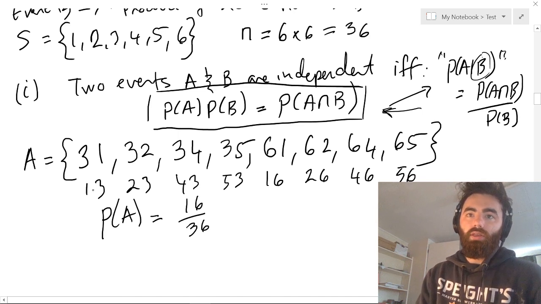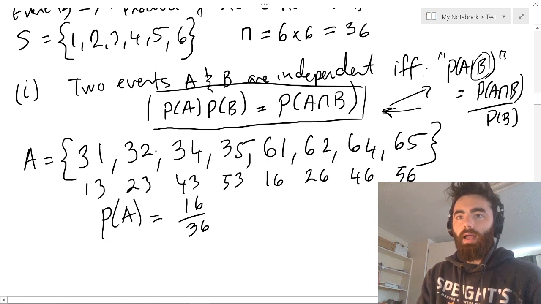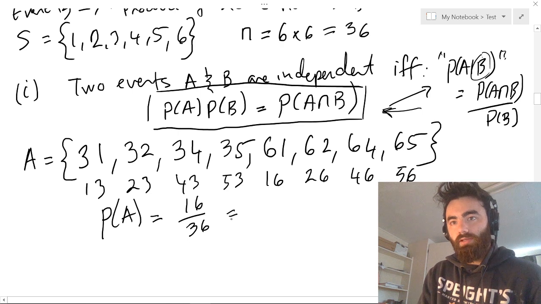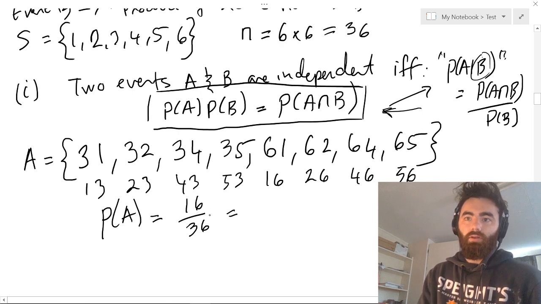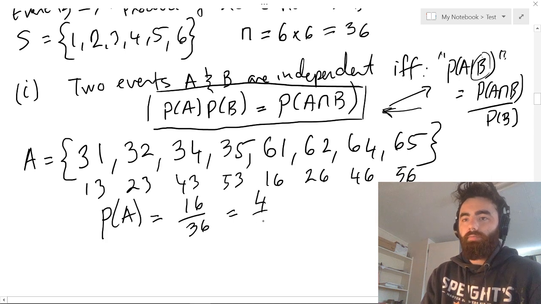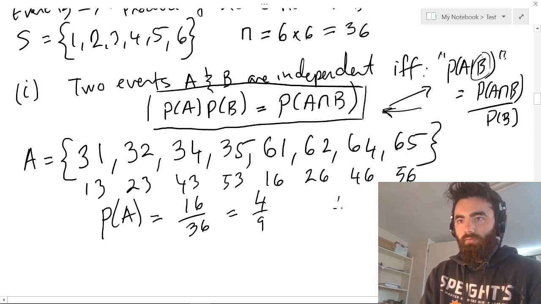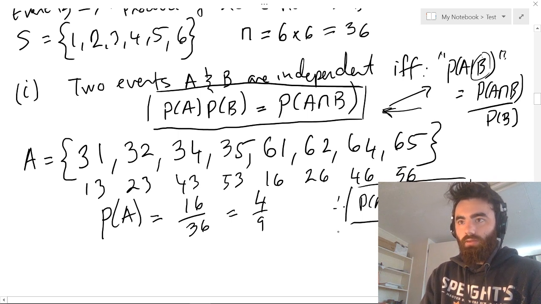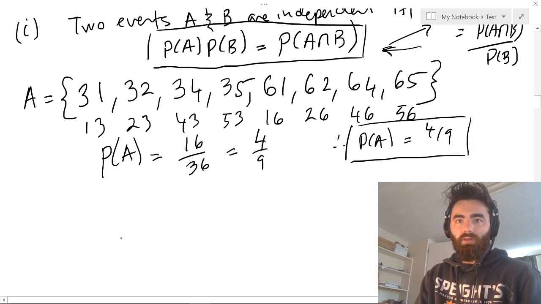So these are the possible outcomes of A divided by the total possible outcomes gives you the probability of A occurring. So 16 over 36 will be 4 over 9. So therefore the probability of A, because we'll probably do this later, is 4 over 9. Okay, let's keep this going.